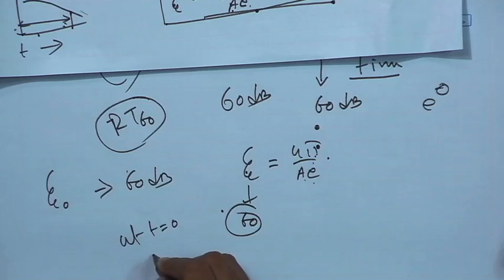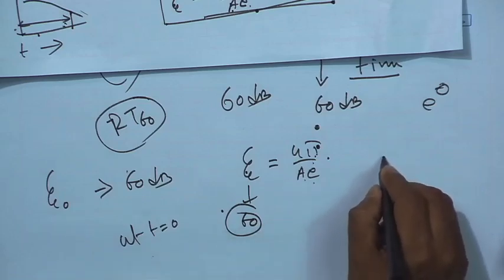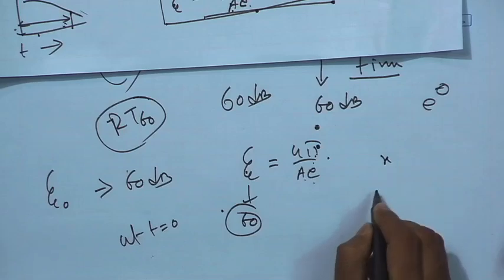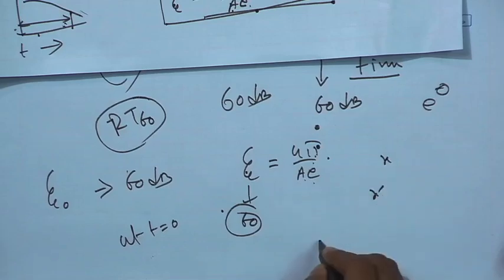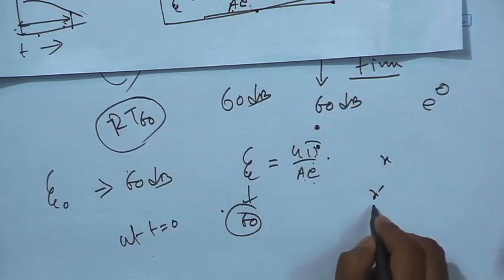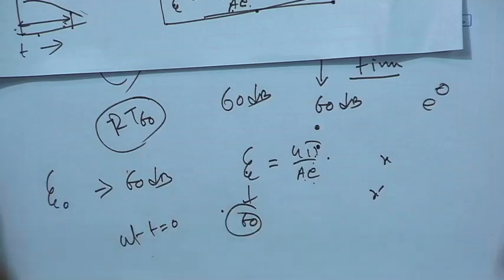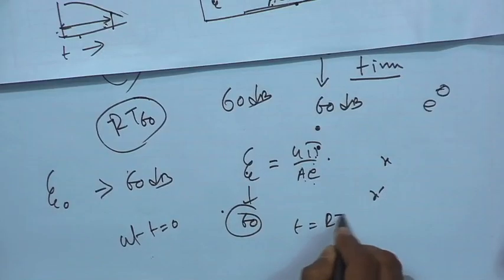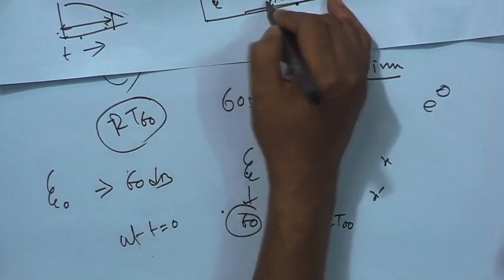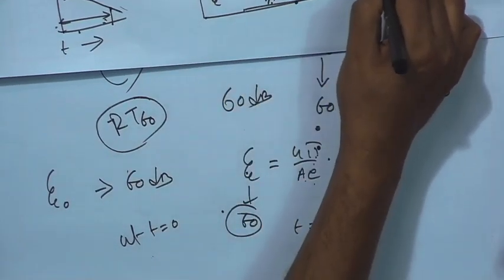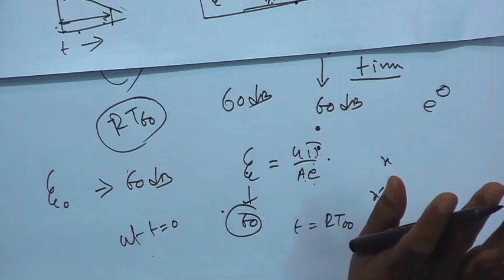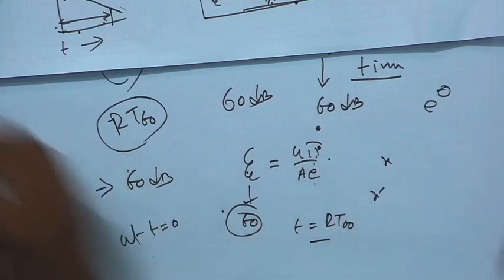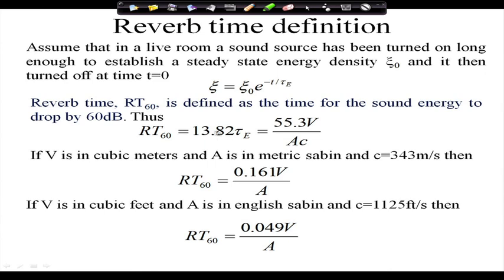Okay, 60 dB drop. So, if psi 0 is, let's say, x, then I have the next energy which is dropped by 60 dB. So, I can relate that equation and calculate RT60. I put t equal to RT60, then I calculate the time and I can find out. So, RT60 will be 13.82 tau e.